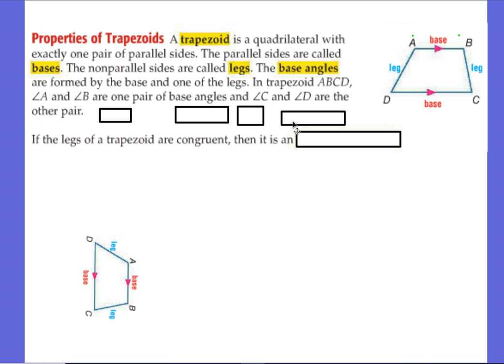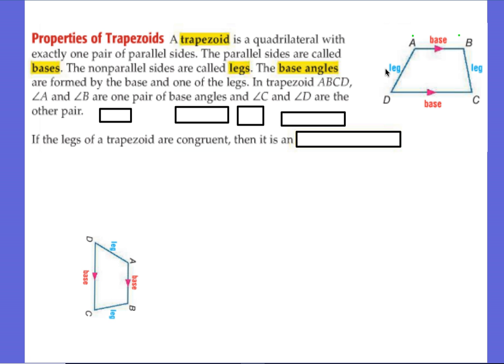And last but not least, the base angles are formed by the base and one angle. So I would call angle D and angle C base angles, and I would call angle A and angle B another pair of base angles.